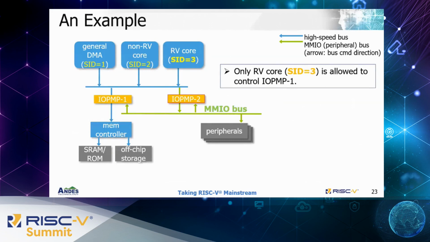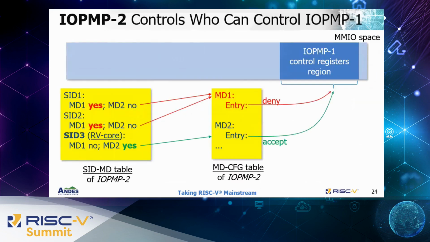We use the previous platform as an example. Here we allow only the RISC-V core to control IOPMP1. Its source ID is 3. The page shows the settings. In the SID-MD table, only SID3 is associated with MD2, which allows access to the control register of IOPMP1. The others are associated with MD1, which denies access.